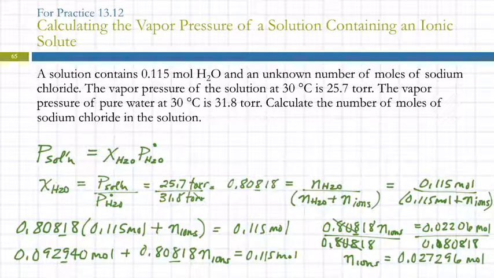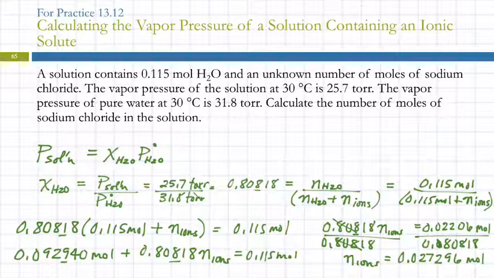Anybody else doing the math with me? Okay, is that right so far? Okay, so that's the moles of ions, sodium plus chloride. We want the moles of sodium chloride in the solution. So we need to take this number and divide by 2. Because 1 mole of sodium chloride gives 2 moles of ions.